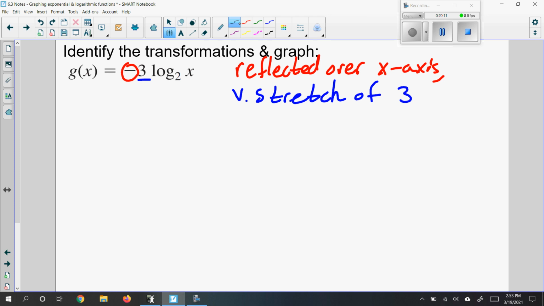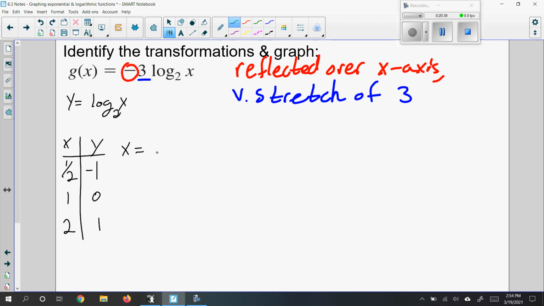Okay, so let's first identify the parent. The parent function is log base 2 of x. So we'll make our table with y values -1, 0, and 1. And so the x values are going to be 2 to the power -1, which is a half, 2 to the power 0, which is 1, and 2 to the power 1, which is 2. And this has a vertical asymptote of x equals 0.